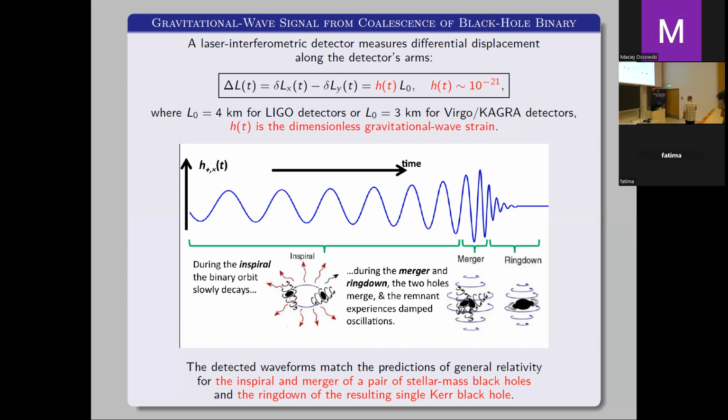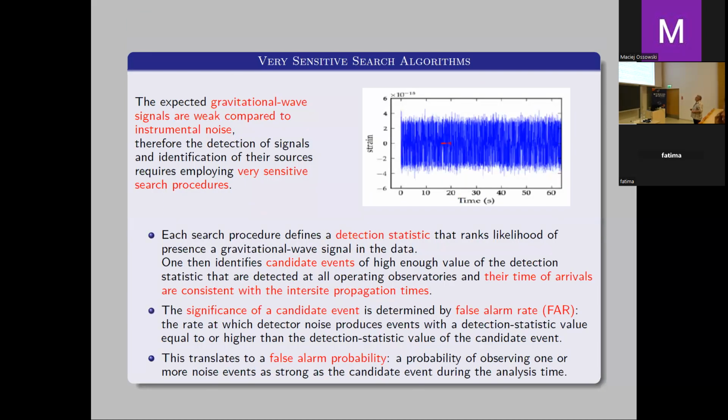Okay, we also remember that the typical waveform related to the coalescence of 2 compact objects consists of 3 parts. We have the adiabatic or circular inspiral phase, in which the frequency and amplitude are growing in time. Then we have the merger phase, and then we have the ringdown of the resultant Kerr black hole. Because the signal is very weak, we need very sensitive search algorithms to find this signal in the detector's noise.